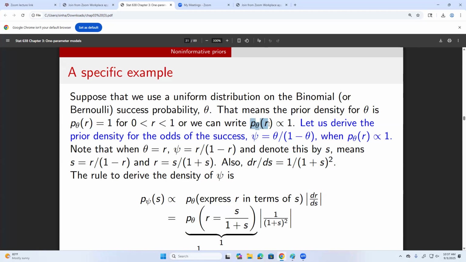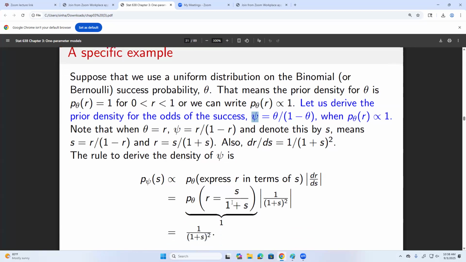Now let us derive the prior density for the odds of the success. So we talk about a Bernoulli random variable or the binomial distribution. There is a parameter called success probability. Often we talk about the odds of success. Odds of success is the probability divided by 1 minus the probability. So how about we derive the prior distribution for this psi when we have a uniform prior on theta.